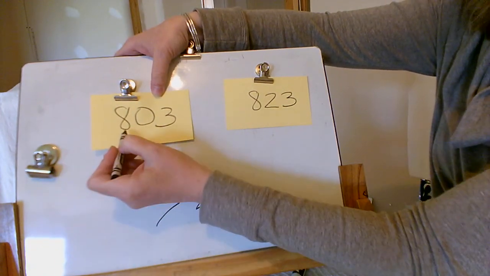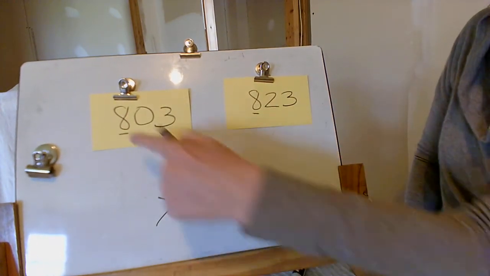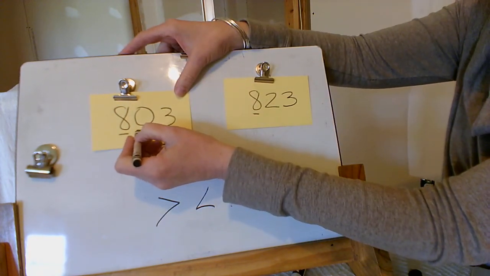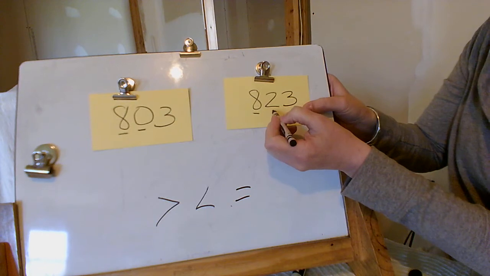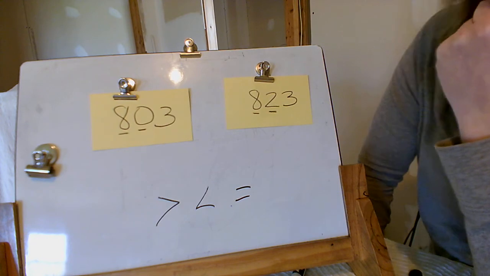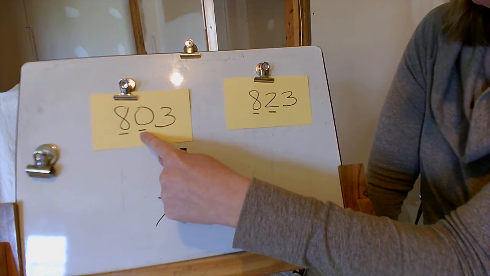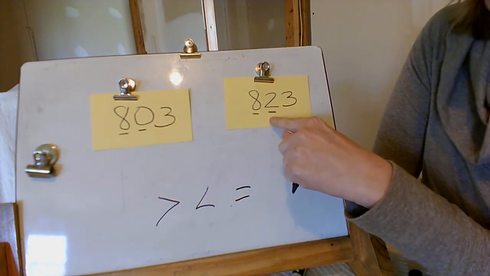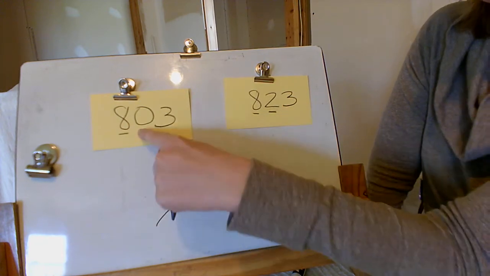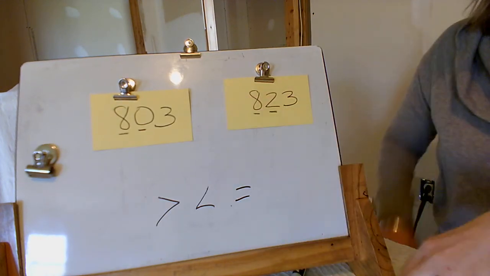Let's start in the hundreds. This has 8 in the hundreds. This has 8 in the hundreds. 800, 800. Can't compare yet. This number has 0 tens, and this number has 2 tens. Oh, okay, so now it's different. So now we're ready to compare. 0 tens is 0. 2 tens are 20. So which is greater? 0 tens or 2 tens? Well, 2 is greater than 0.